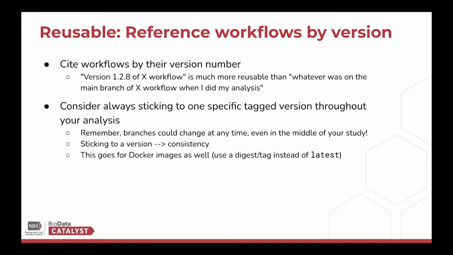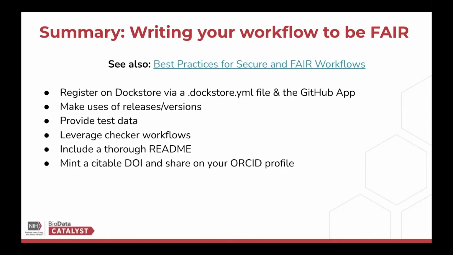And just summarizing those recommendations, which again, we have all this and more in our documentation. Register on Dockstore using the Dockstore GitHub app. Consider making use of releases and versioning. Provide test data, usually in some sort of JSON or YAML format. And if at all possible, point to some existing resources that a user can put in there and actually run their pipeline on. Leverage checker workflows to further increase users' confidence.